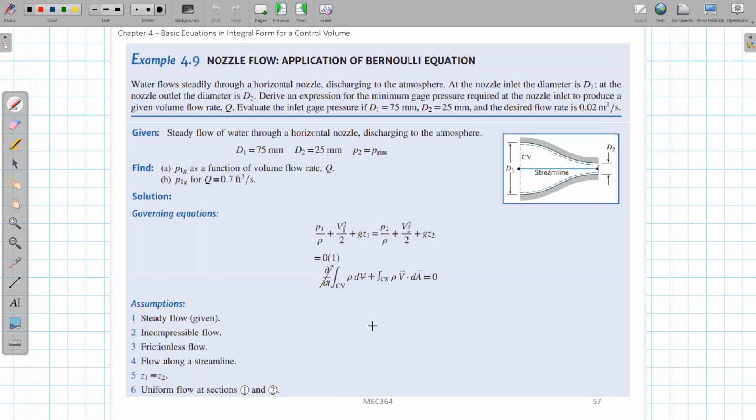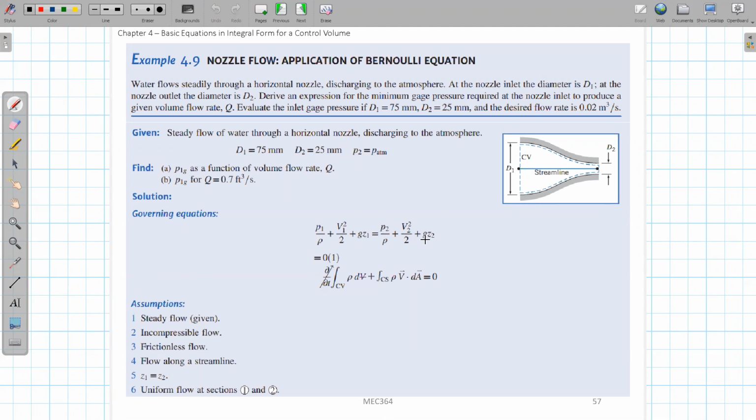And so the question is asking what the inlet gauge pressure is, if we want this velocity, if we want this mass flow rate. For this problem, we are going to use this Bernoulli equation. The control volume is defined in the picture by this blue dashed line, and location 1 is at the inlet and location 2 is at the outlet.